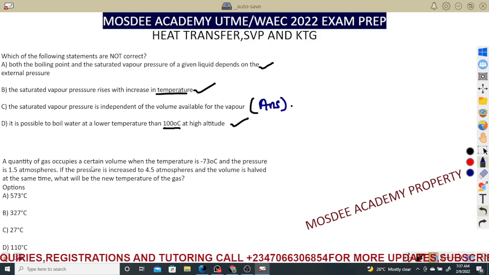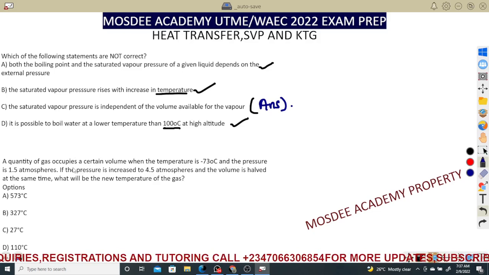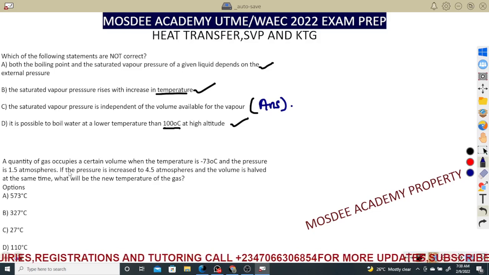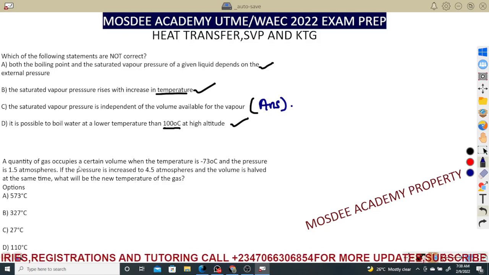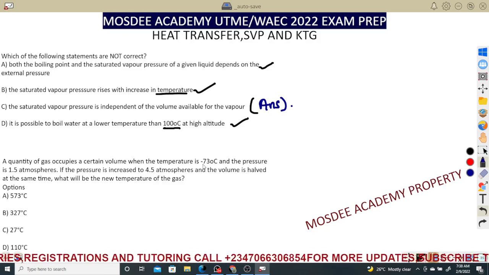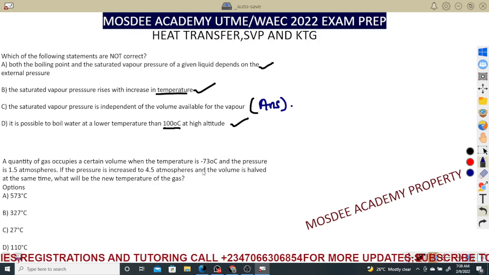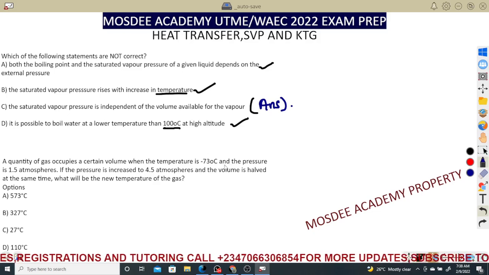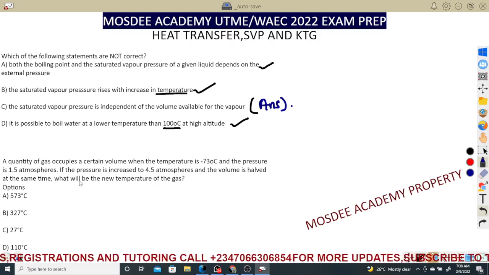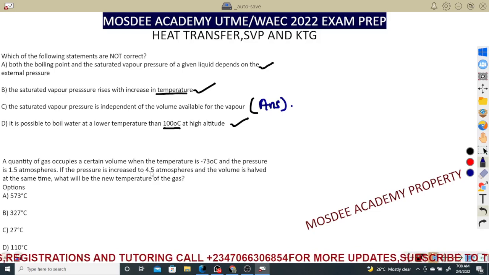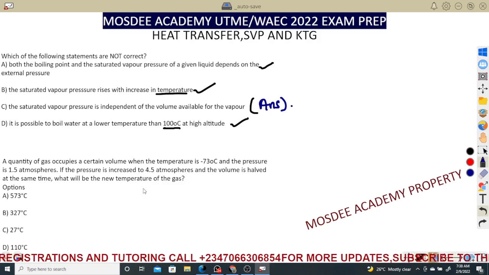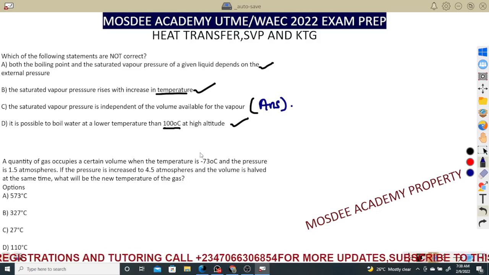Fine. The next is our kinetic theory of gas, and we have a question on your formulas. Now we have a quantity of gas that occupies a certain volume when the temperature is, maybe this is negative 73 degrees Celsius, I don't know. But when we solve, we are going to know. And the pressure is 1.5 atmosphere. If the pressure is increased to 4.5 atmosphere and the volume is halved at the same time, what would be the new temperature? We have pressure, volume, and temperature.